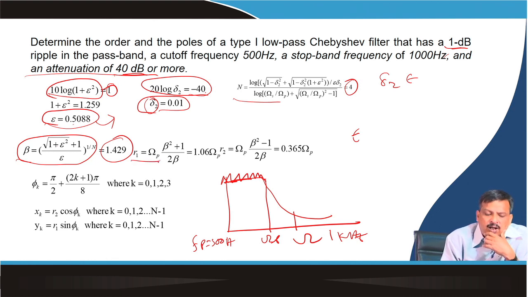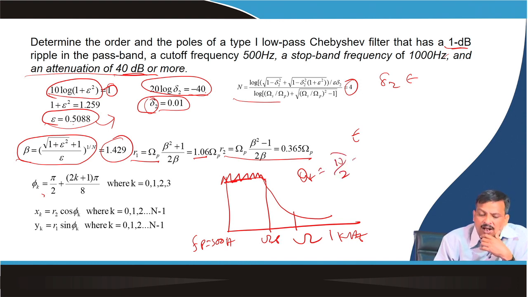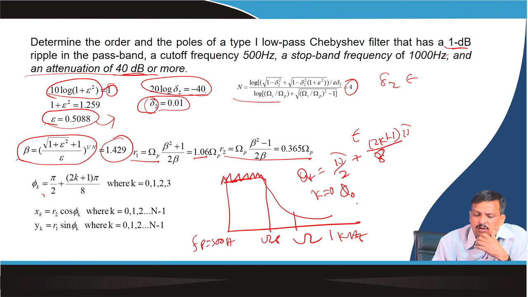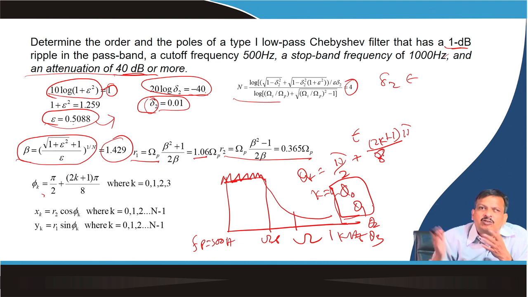Then I can calculate R1, I can calculate R2, I can calculate phi k. So, what is phi k? Phi k is equal to pi by 2 plus (2k minus 1 or plus 1, whatever, let us say plus 1) divided by 2 into n, equal to 4 means 8. Then k equal to 0. So, I calculate phi 0, phi 1, phi 2, phi 3. If it is a real filter, for phi 0 there will be a complex conjugate. So, if I only compute 2 values, the others will be complex conjugates, and I can directly write them down.